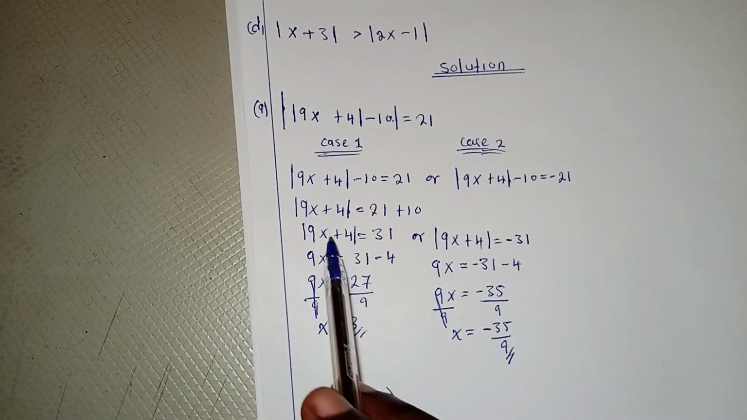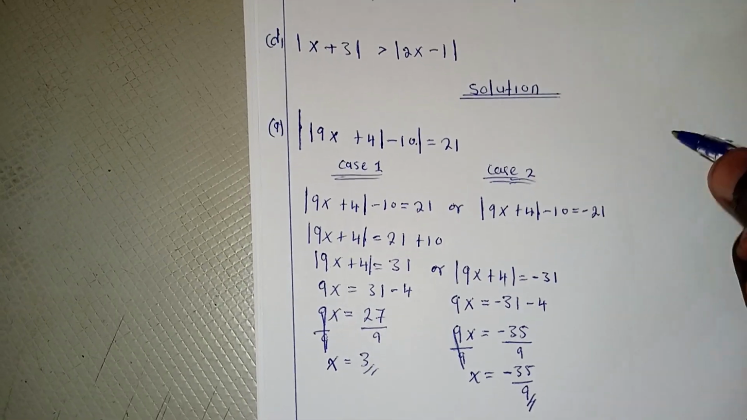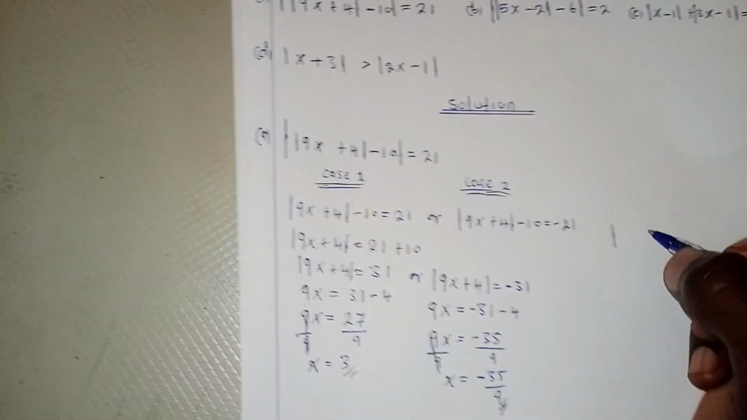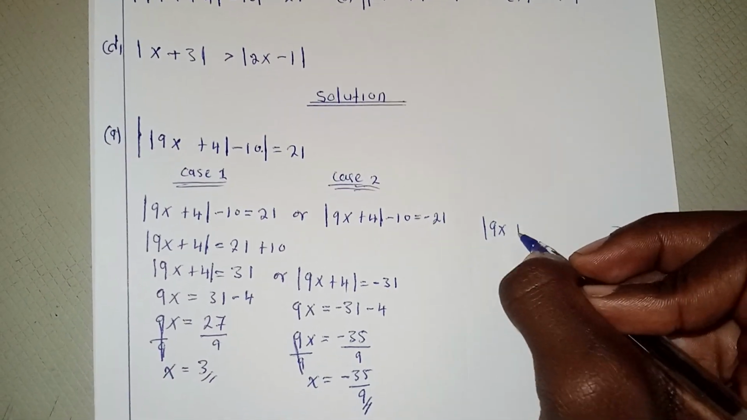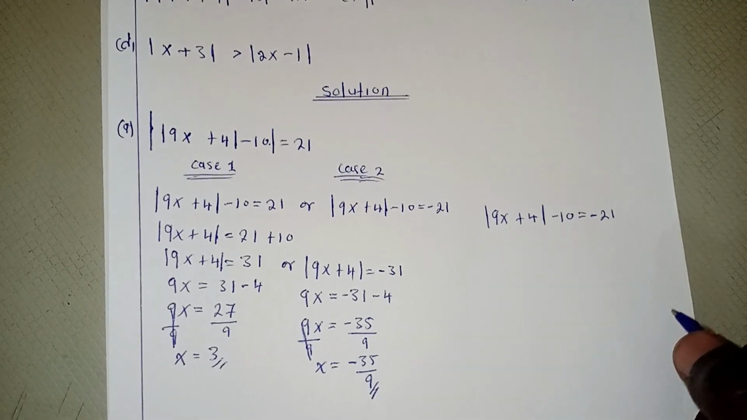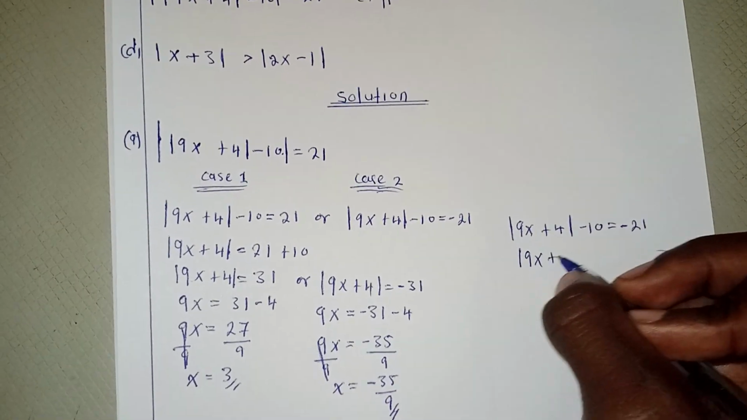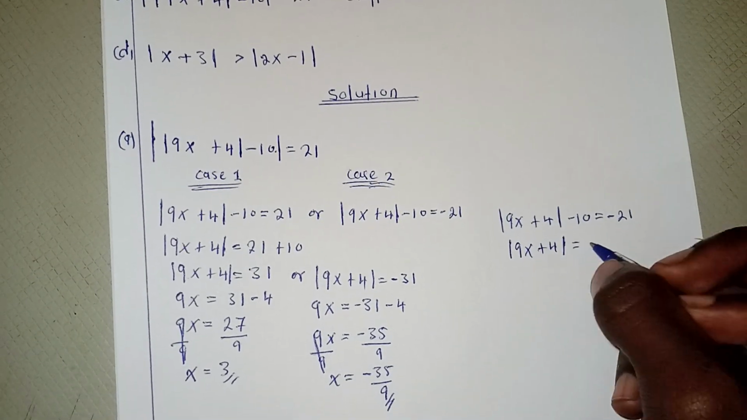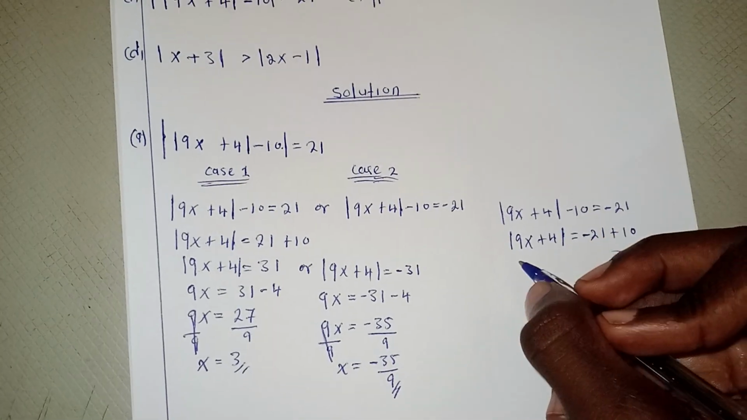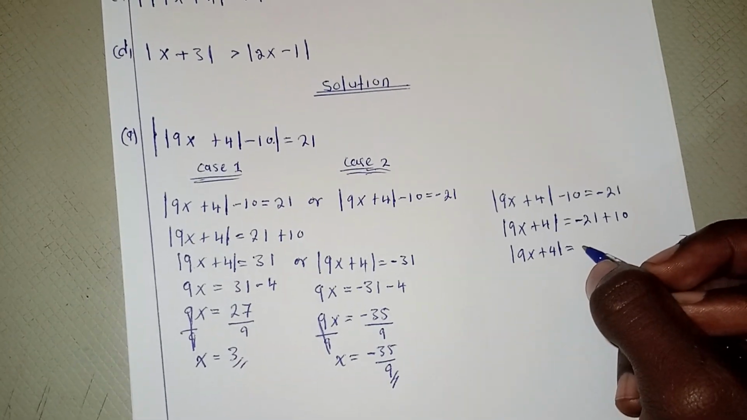So you come up with two cases. When you reach here, you come up with the two cases there. Now let's get to case 2 that we made. Now for case 2, we're saying the absolute value of 9x plus 4 minus 10 equal to negative 21. Now we remember that this is going to be 9x plus 4 equal to negative 21 plus 10.